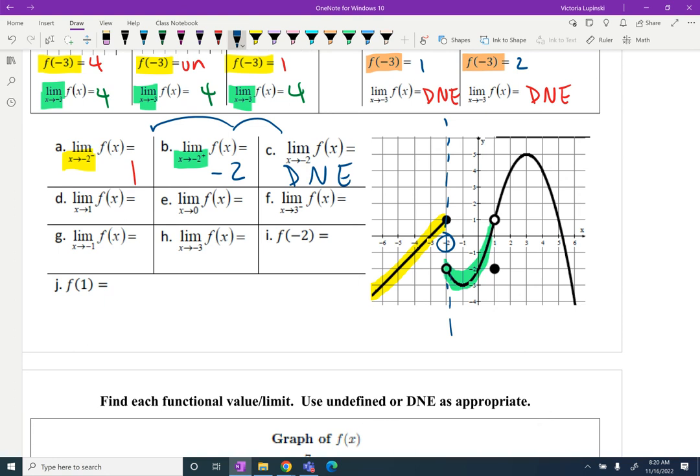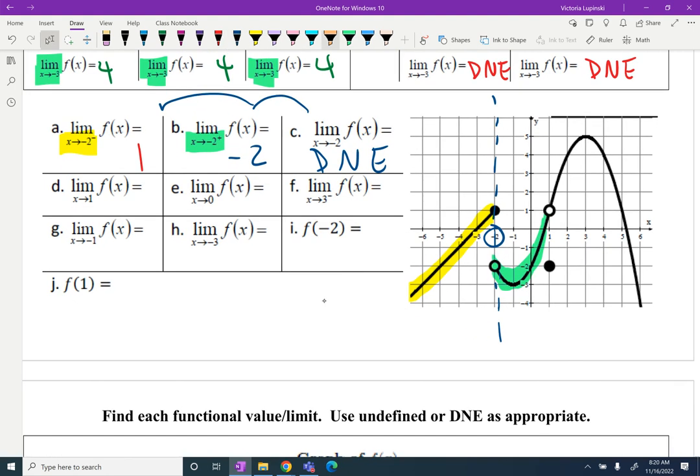And the truth is, there isn't really a lot of work to show for these. You're literally just looking at the graph. How about D? The limit as x goes to 1. So if you're trying to find the limit as x goes to 1, that means you have to look at both sides. So here on the green piece, that's approaching 1 from the left. Here on the second green piece, that's approaching 1 from the right. Are those two green pieces going to the same y value? Yes. What is it? 1. Even though we're not actually going to get there, doesn't matter.